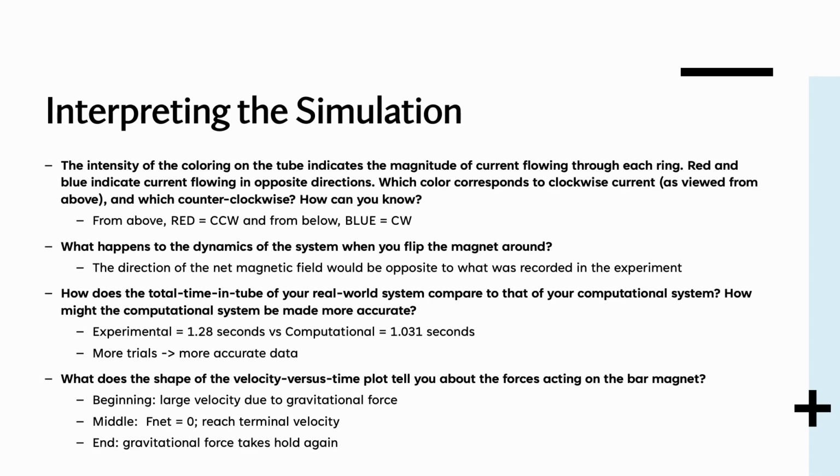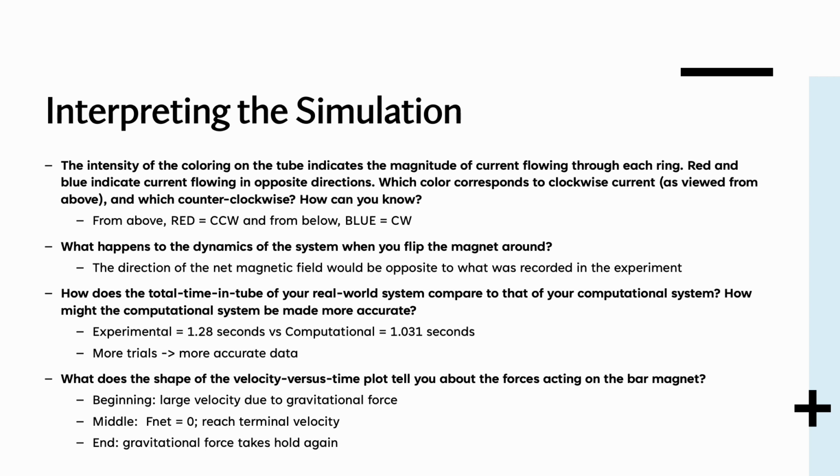On to interpreting the simulation. The intensity of the coloring on the tube indicates the magnitude of current flowing through each ring. Red and blue indicate current flowing in opposite directions. Which color corresponds to clockwise current as viewed from above, and which counterclockwise, and how can you know? From above, the red is counterclockwise, and from below, blue is clockwise.